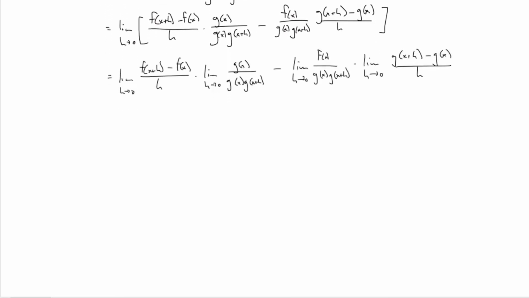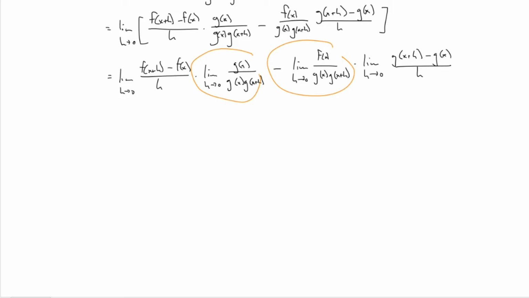And then apply the limit laws, and two parts jump out immediately. This part is easy and this part is easy. Those are both the derivative of f and the derivative of g. And then you have to ask yourself about these parts right here. The limit as h approaches 0 of g of x over g of x times g of x plus h and f of x over g of x times g of x plus h. Well, as h approaches 0, the g of x and the f of x stay the same. They've got no h's in them.